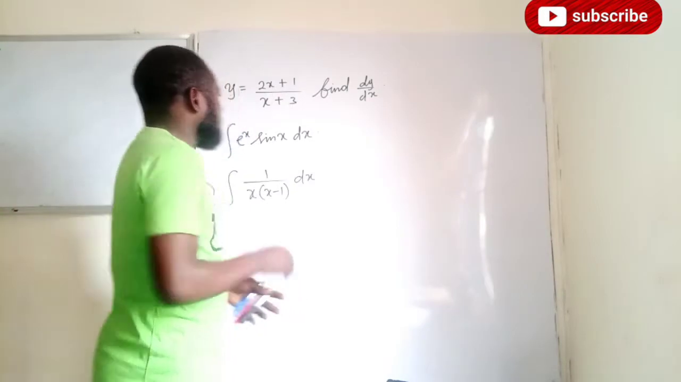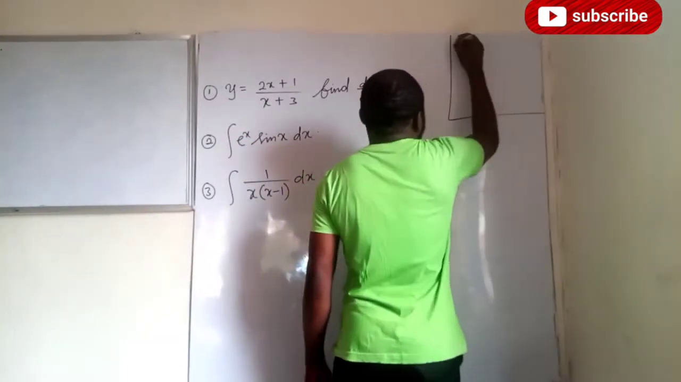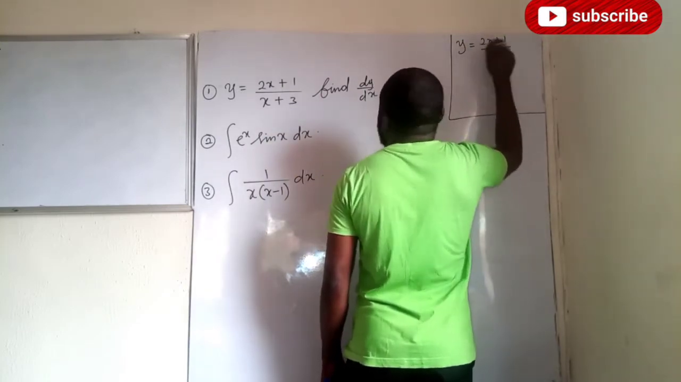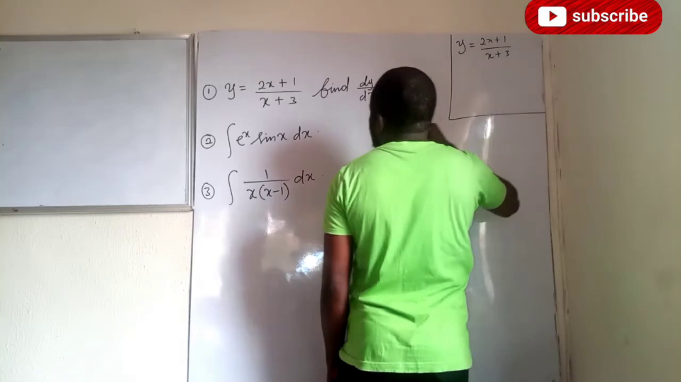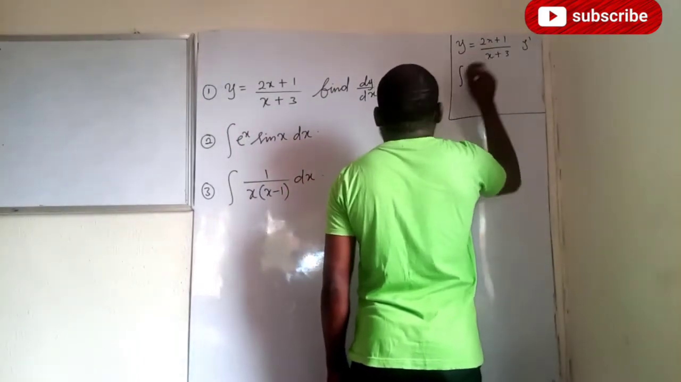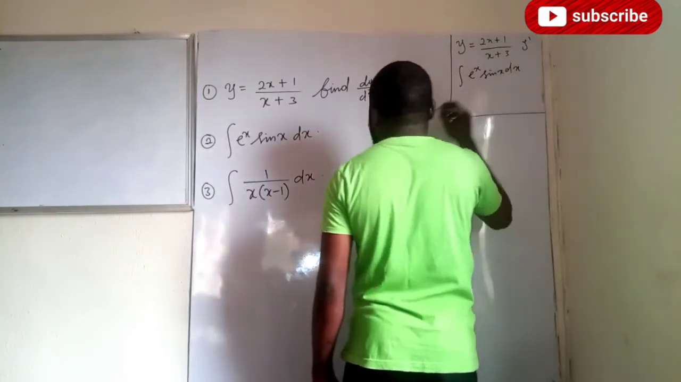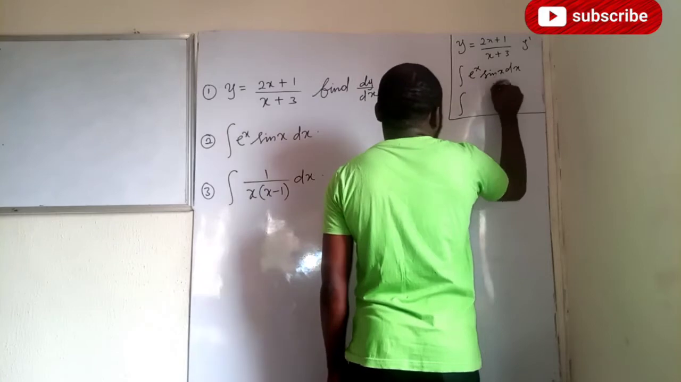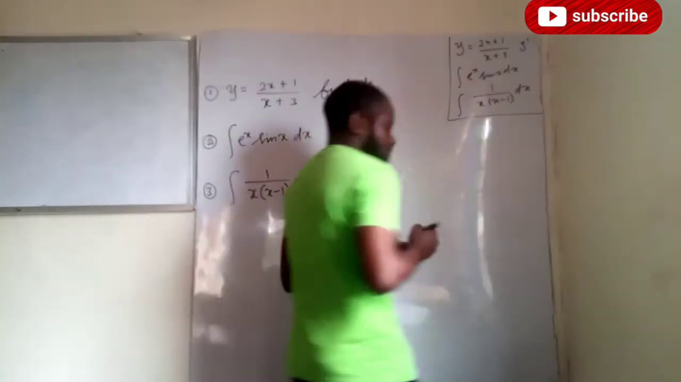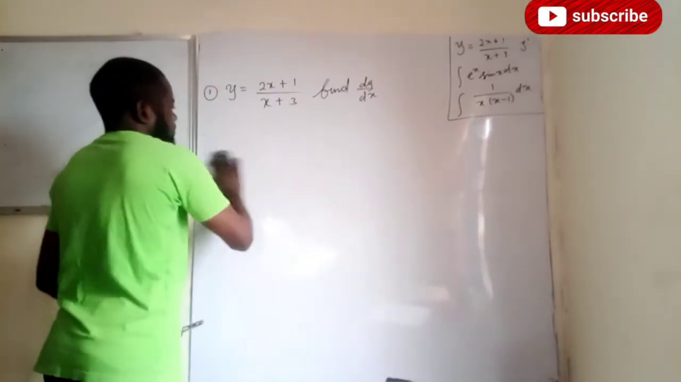Let's start. Question 1. Okay, I would like to put the questions in the corner here. For the first question, y = (2x+1)/(x+3), we are looking for y prime. For the second question, the integral of e to the power of x, sine of x dx, and the third one, the integral of 1 over (x plus x minus 1) dx. Okay, so let's start with the first one.